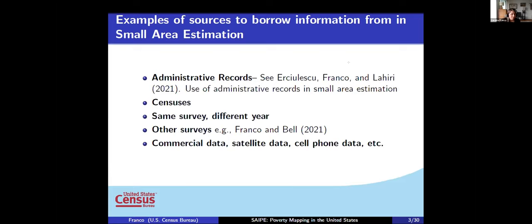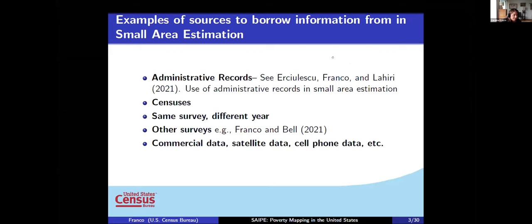You have to be careful though, when you borrow strength from surveys, not to use them just as a covariate. You want to account for their sampling error. And you have to be even more careful if you're trying to borrow strength from the same survey, because it might have dependence with the response, which violates model assumptions. I'll talk a little bit more about that. And then there's commercial data, satellite data, cell phone data, et cetera. I have personally not worked with those, but I've seen several papers that discuss this. So these are some places where you can look for auxiliary information.